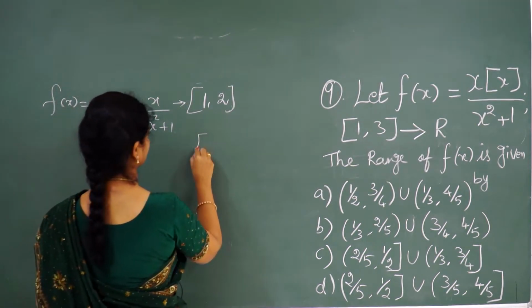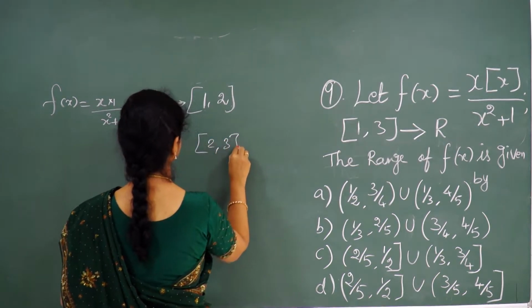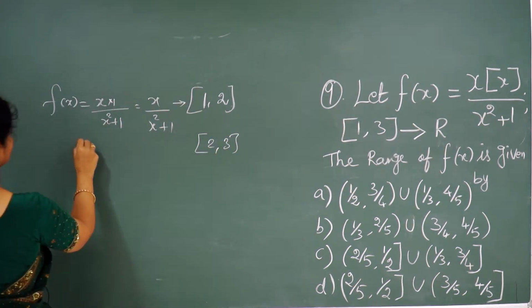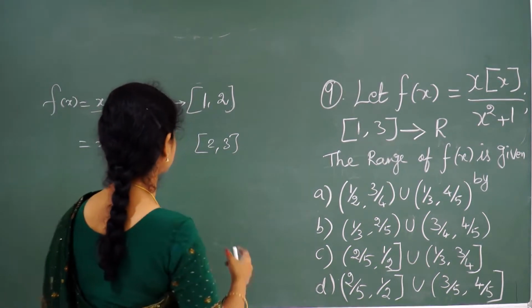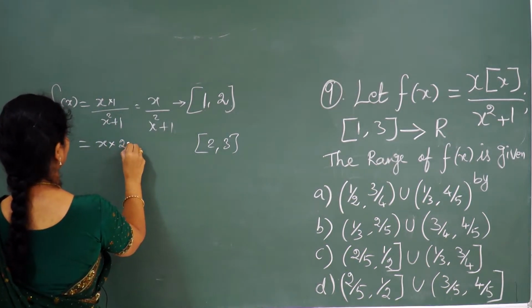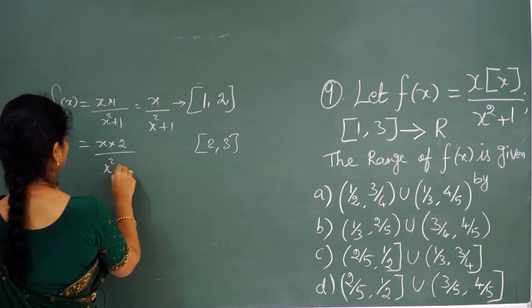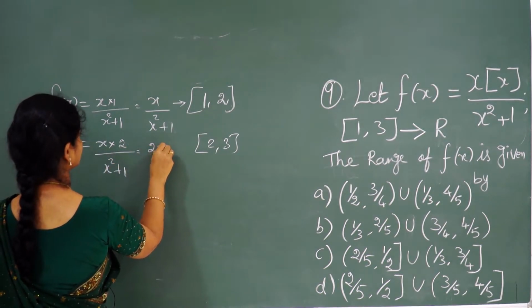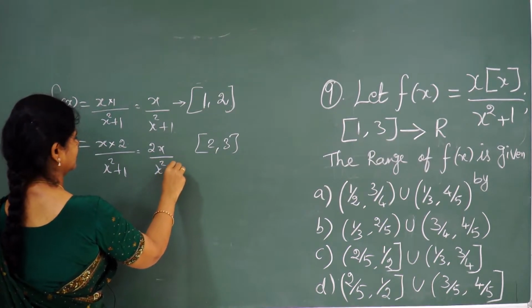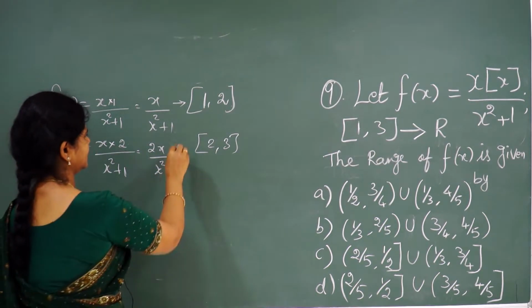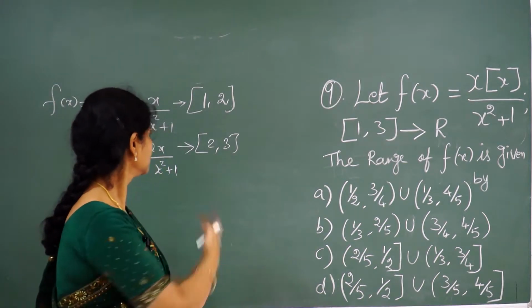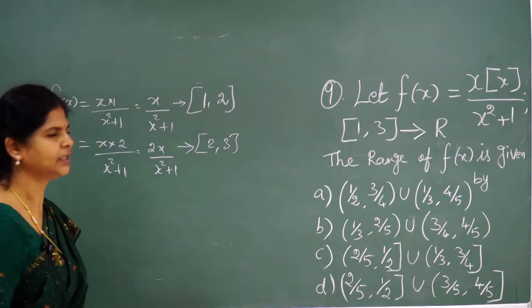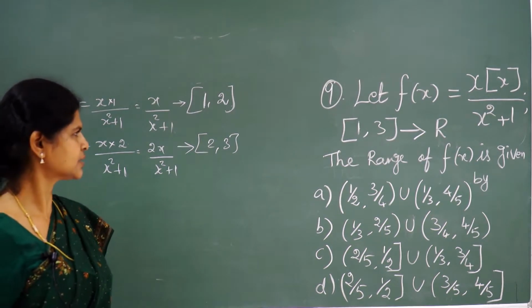Next, you consider the interval 2 to 3. In 2 to 3, what is your value? x into the greatest integer value, which here is just 2, divided by x square plus 1, that is equal to 2x by x square plus 1. Here the interval in the domain is split into two parts. This is x by x square plus 1 and 2x by x square plus 1.